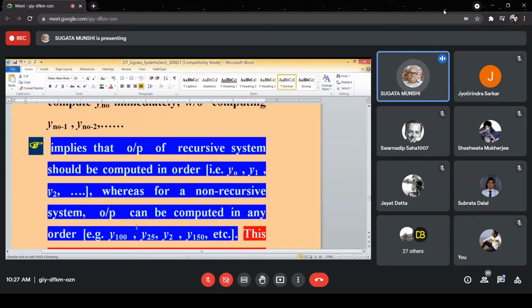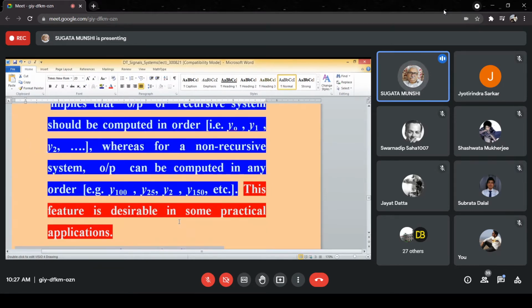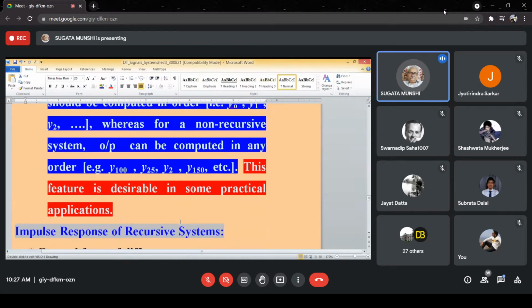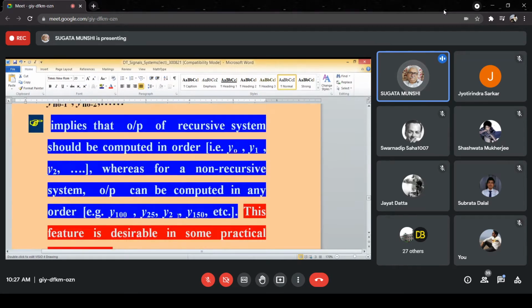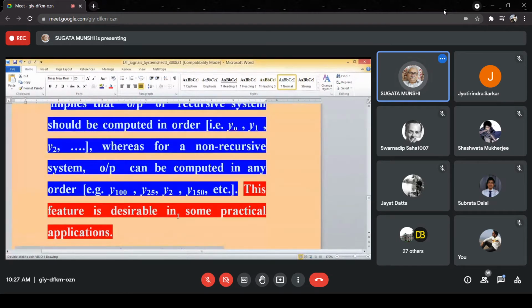y100 first, then y25, then y2, then y50. Such a situation will not arise in case of real-time signal processing. But in case of offline signal processing, this may be helpful in certain practical applications. No further details will be considered in this connection. All right.